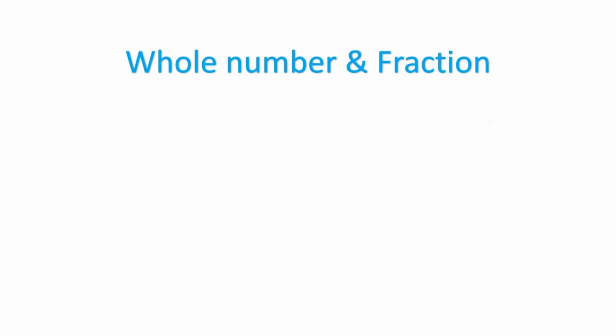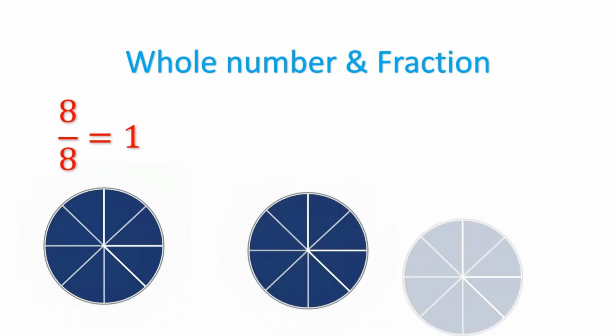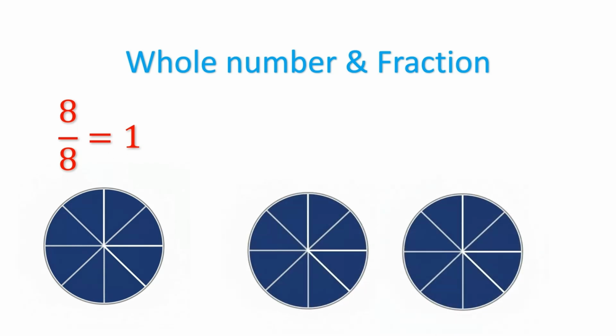On the other hand, whole numbers can be represented as fractions as well. Look at this blue circle. The first one is cut into 8 shares, and 8/8 equals 1. In the second case, we have 2 circles, each cut into 8 shares as well. Now we have 16 shares altogether, 16/8 equals 2. So that means 2 wholes.